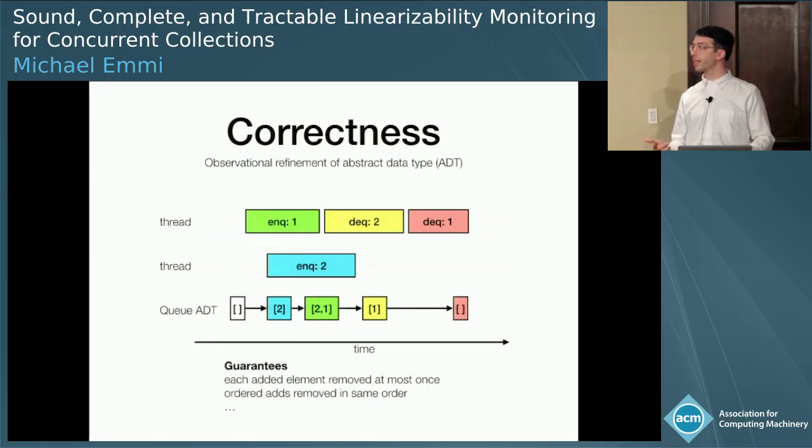But there are some strong guarantees too. For instance, that each added element is removed at most once. So if I put in the element 1 and then put in the element 2, I cannot DQ 1 twice, for instance. It also ensures things like if the add operations of any two elements were ordered, then the remove or DQ operations also have to be ordered.